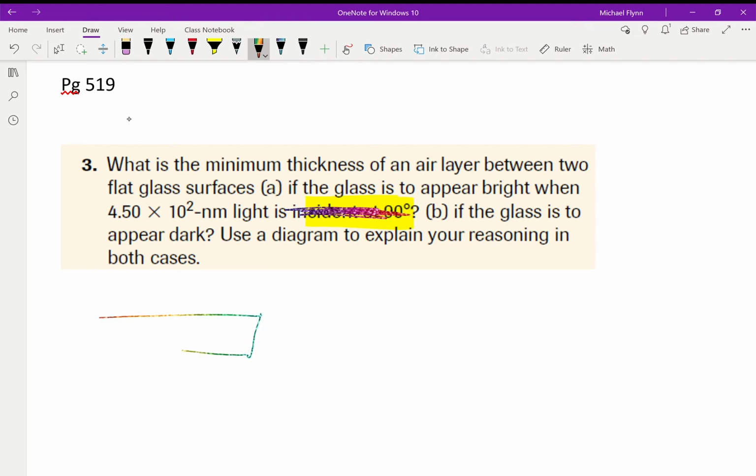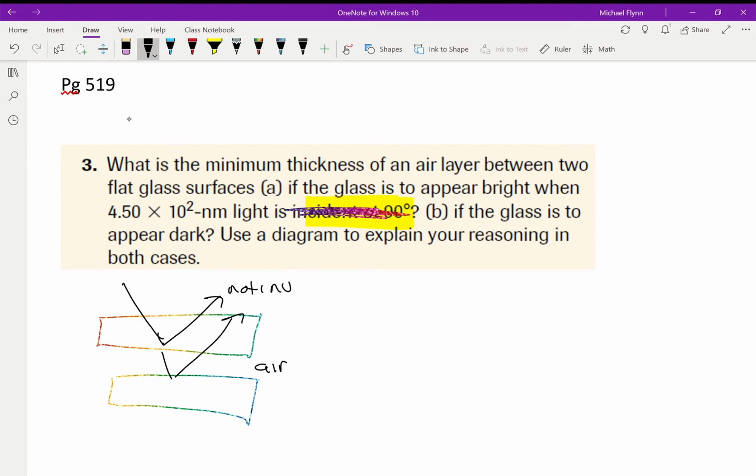Well, here's my diagram. Glass, glass, air. Sorry, this one is not inverted, because that's a soft boundary between the glass and the air. I know I drew this diagram for you. I wish you guys would look at my notes. This one is inverted. Here we'll just use our check mark system. So this one is not inverted, this one is inverted. Now that means these two rays are out of phase to start with.